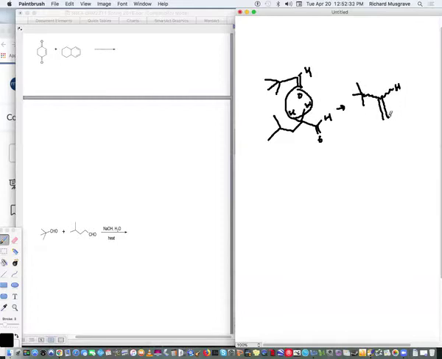Doesn't matter if the squigglies go on the top or the bottom. Okay. Any questions? Any questions? All right.